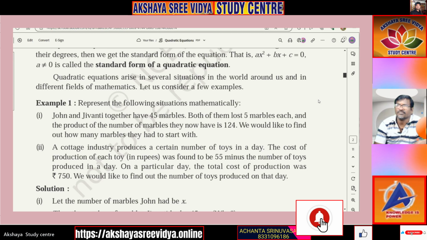First, John and Jayanti together have 45 marbles. Suppose John had x marbles.